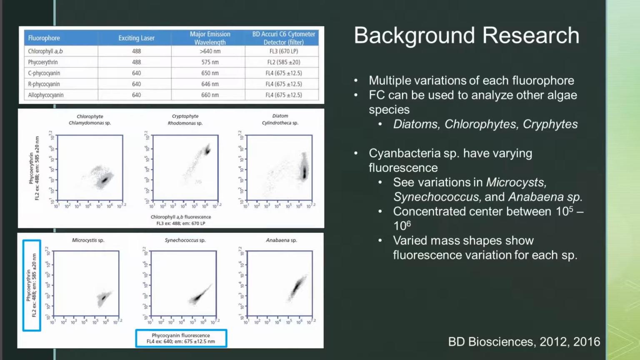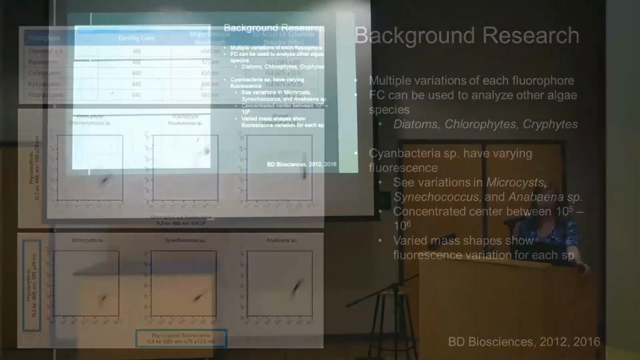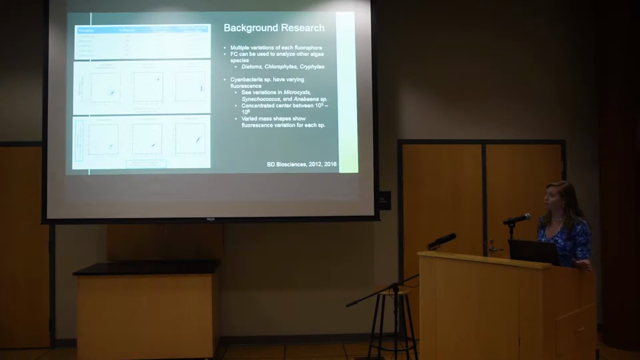So down here is a study that I read that was able to look at Microcystis, Cylindrospermopsis, and Anabaena species all separately using the flow cytometer. And those axes that I mentioned before are here and here. So we have our phycoerythrin versus our phycocyanin. And you can see that all of these cyanobacteria are fluorescing in around the same area, but they all have varying mass sizes.